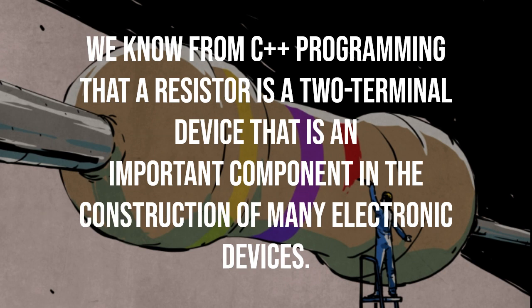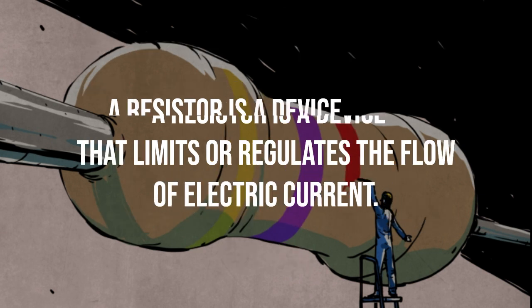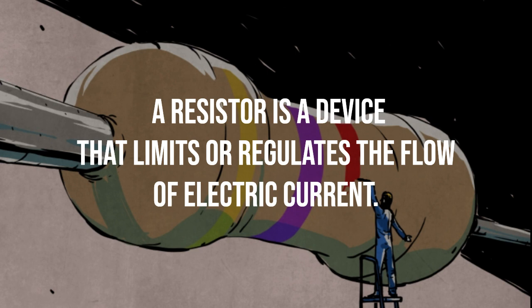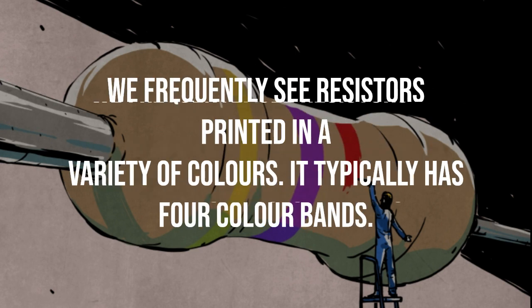A resistor is a two-terminal device that is an important component in the construction of many electronic devices. A resistor is a device that limits or regulates the flow of electric current. We frequently see resistors in a variety of colors. It typically has 4 color bands.